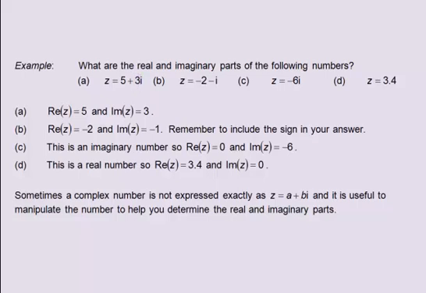In part B, the real part of z equals minus 2 and the imaginary part of z equals minus 1. Remember to include the sign in your answer.